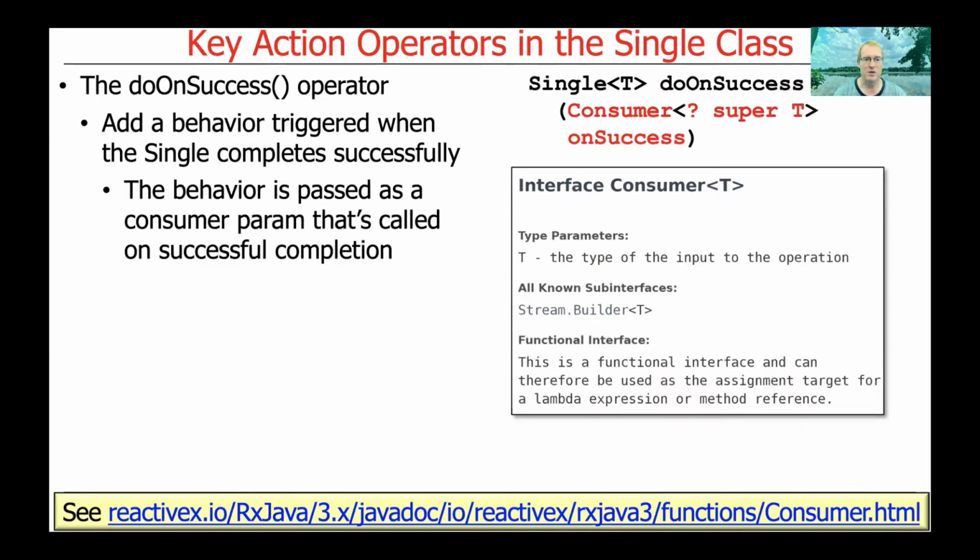The behavior itself is passed as a Consumer parameter that's called upon successful completion of the Single. In this particular case, the Consumer is a functional interface that emulates the functional interface that's part of Java 8. Remember that RxJava was developed with Java 6 in mind, not Java 8, so they have to emulate some of the functional interfaces you would find natively out of the box with Project Reactor.